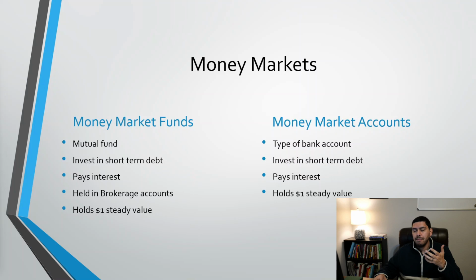All right, so in this lesson, we're going to talk about money market funds and money market accounts. Money market funds are types of mutual funds that invest in very short term debt instruments. Remember that a debt instrument is money that you loan to a corporation or a government. And by short term, I mean 90 days or less. So, a money market fund holds debt that matures in 90 days or less and pays interest.